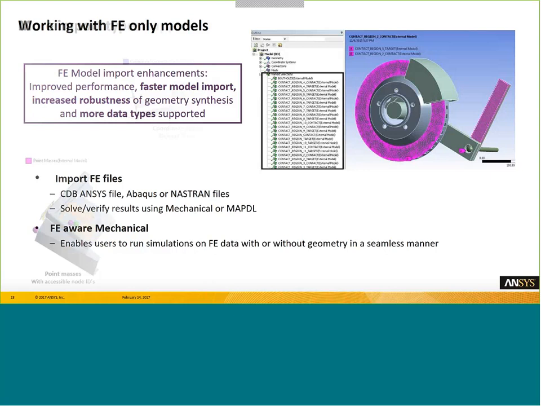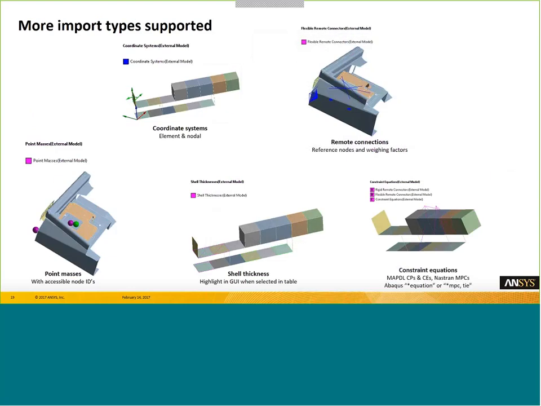The types of things that are now additionally imported, compared to where we were previously, include coordinate systems, both elemental and nodal, and remote connections, so this is joints between disparate parts of the model.